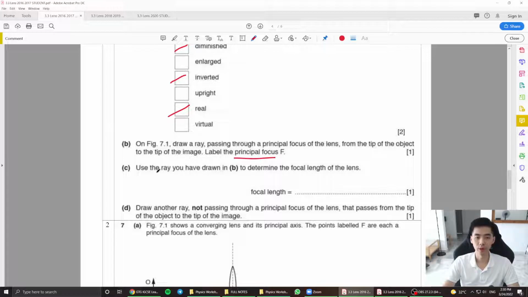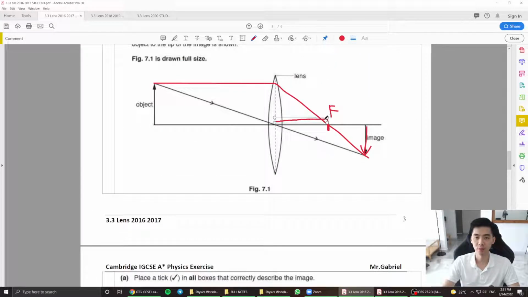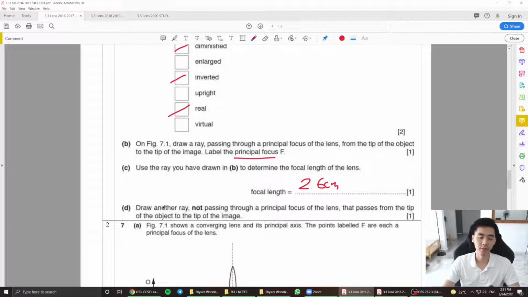Then use the ray you have drawn in B to determine the focal length here. I think if you do the correct measurements, you are supposed to get somewhere around 2.6. I can't remember. It will be somewhere around 2.5 or 2.6 cm. If you drew it correctly, just measure the distance from the optical center to the focal point here. Whatever this length is, write it down, it will definitely be correct.